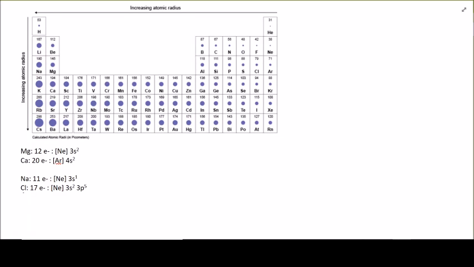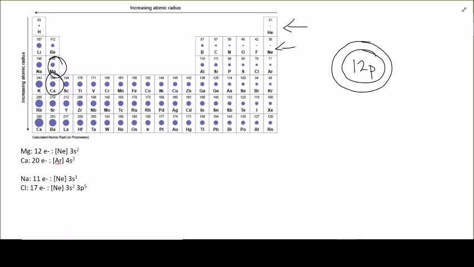Look at the trend of atomic radius when looking at the periodic table. So if you compare two elements of the same group, for example, magnesium and calcium, you note that magnesium has 12 protons in the nucleus, and it has 2 electrons in the first energy level, 8 electrons in the second energy level. That means there's 10 core electrons and 2 more in the third energy level.